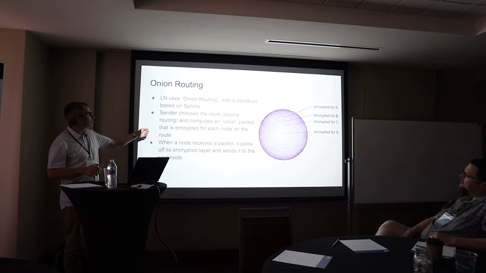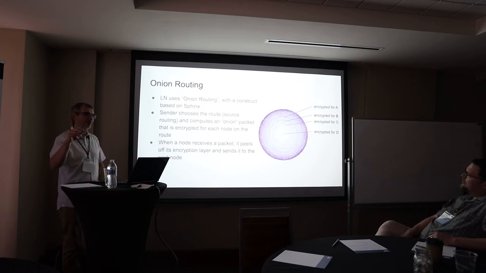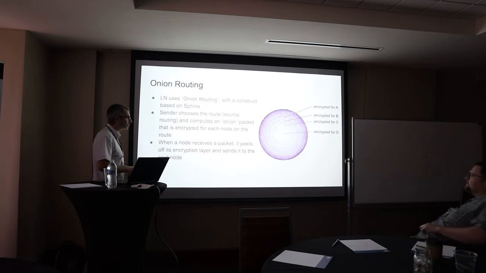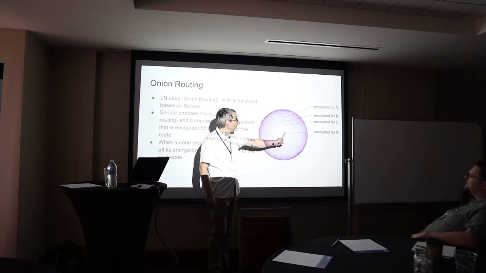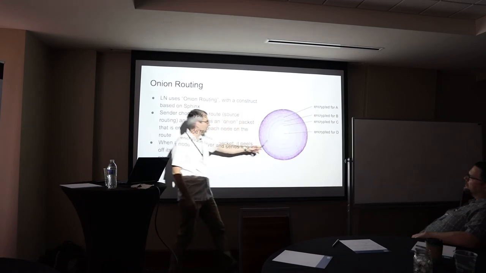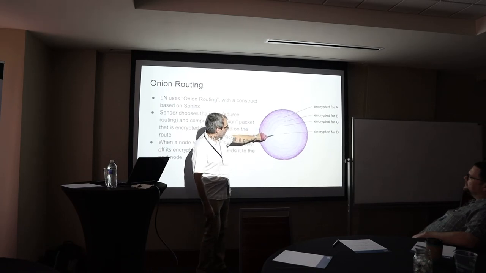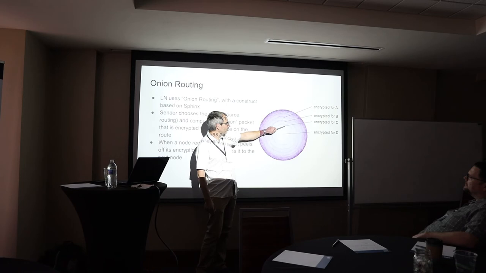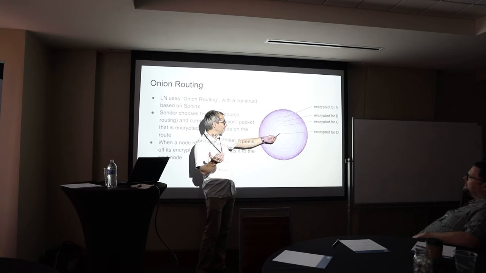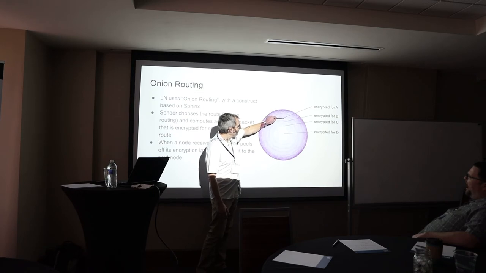Lightning uses onion routing. Onion routing is similar to what the Tor network is using. It means you add layers of encryption for the nodes that will relay your messages, and you start with the destination. So suppose you want to send a message to D through A, B, and C. The first step is you encrypt your message for D. Then you encrypt the message for C. So when C gets it, it'll find routing instructions, so the next node is D, and an encrypted packet that it is supposed to send to D. Then you add an encryption layer for B and again for A.